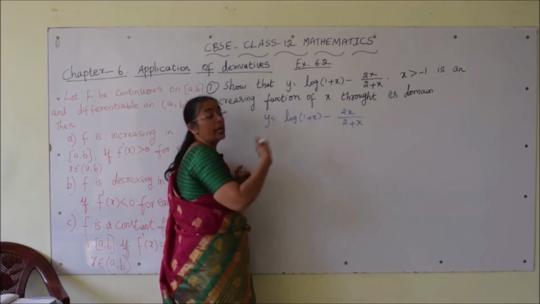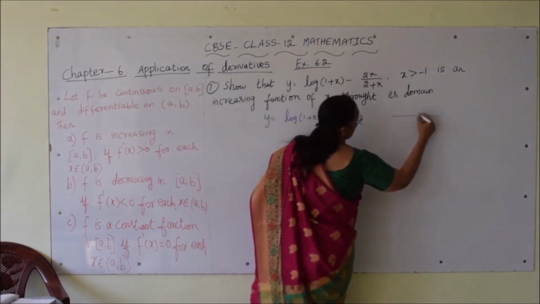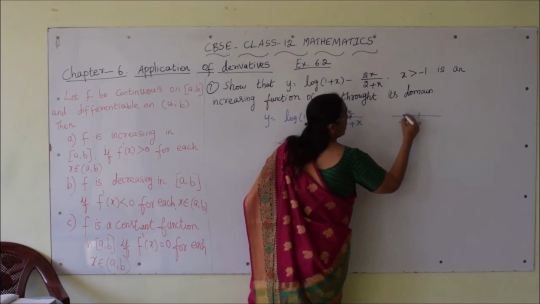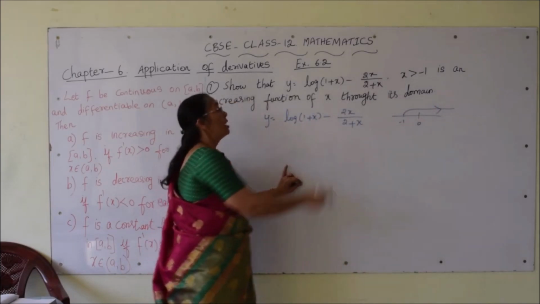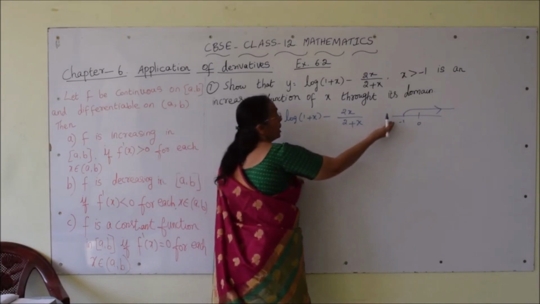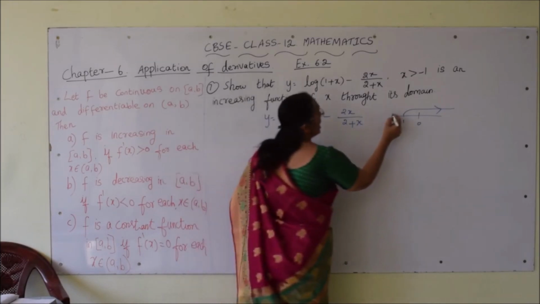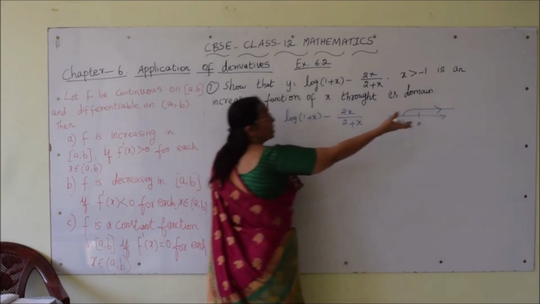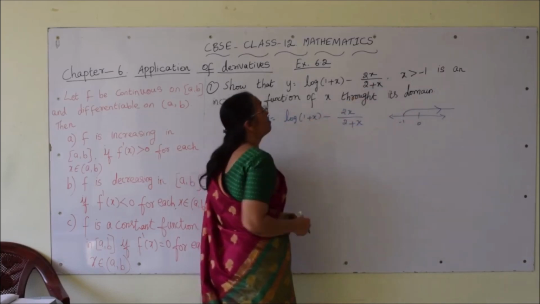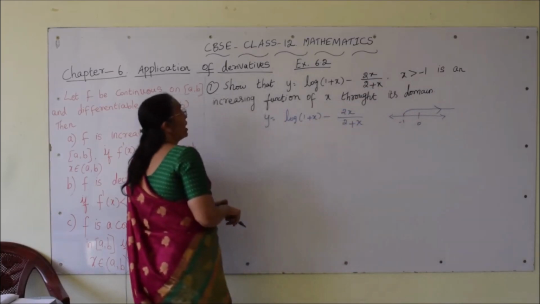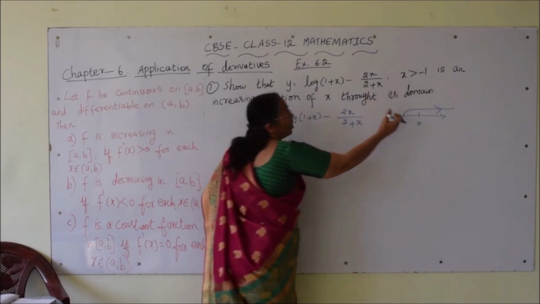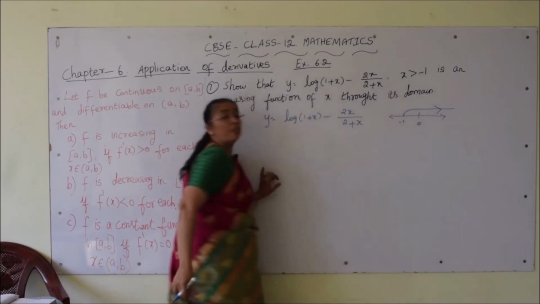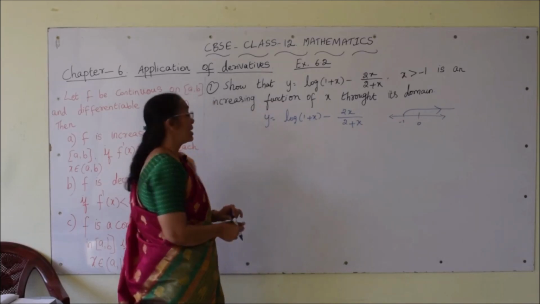Since the domain is already x greater than minus 1, our domain is always x greater than minus 1 and x should not be minus 2. Of course, x will not take the value minus 2 since the domain is already greater than minus 1. Now we have to prove that in this interval, for all the values of x greater than minus 1, the function is always increasing.